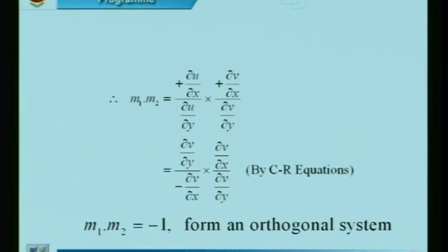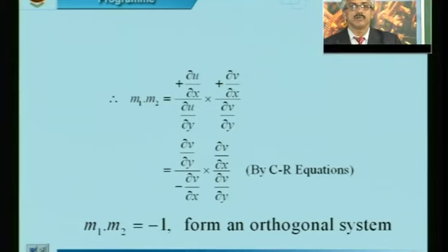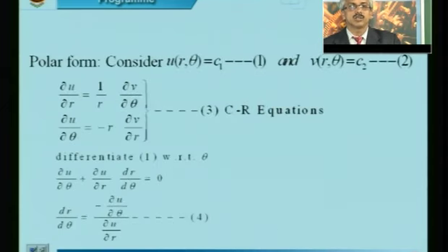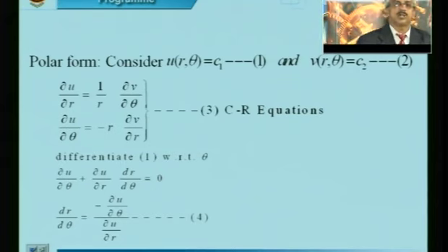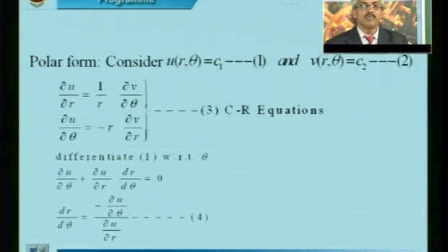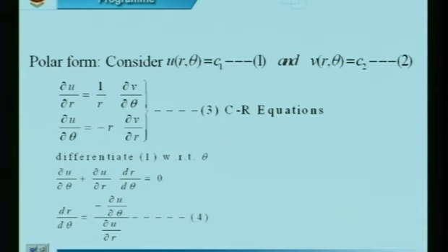This is one of the cases we have seen. If this is valid, then we can also have the orthogonal property in polar form, in the form of polar curves. In polar curves, we have seen that the CR equations in polar form are very simple.